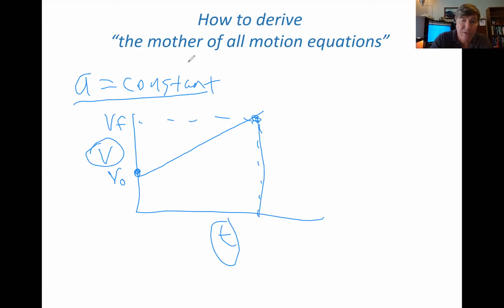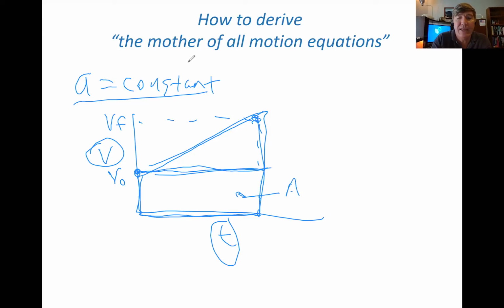Well, some of you might have the formula memorized for the area of a trapezoid, but I'm willing to bet that most of you don't. So let's take this trapezoid and break it up into two pieces. We've got a rectangle on the bottom and a triangle on the top. Well, area of a rectangle, that's easy. That's just height times width. Area of a triangle, well, that's easy too. That's just 1/2 base times height.